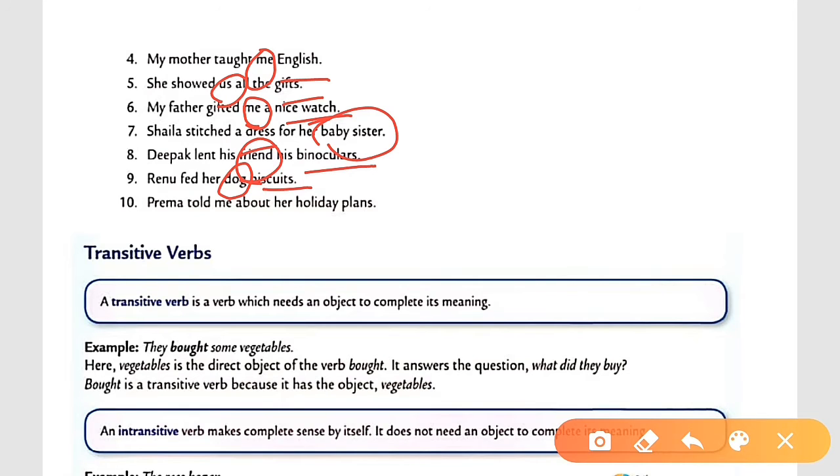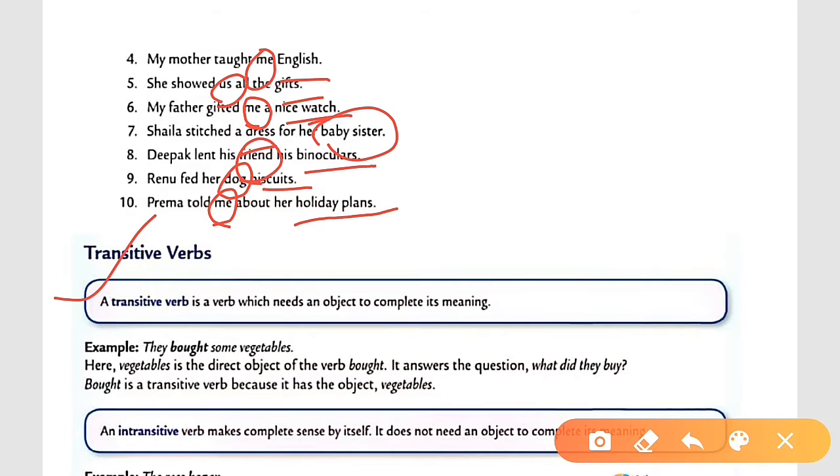Come to number 10. Prema told me about her holiday plans. Prema told whom? Me, that's why it is the indirect object. And what is she telling about? Her holiday plans, so holiday plans is your direct object. Guys, this is complete.